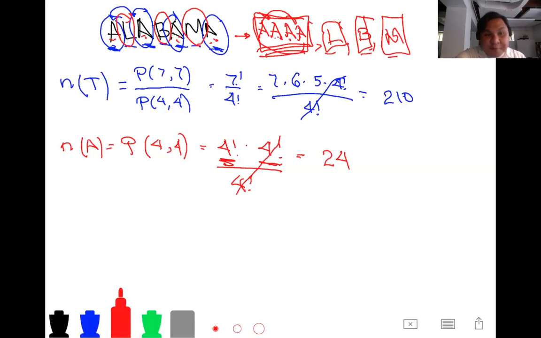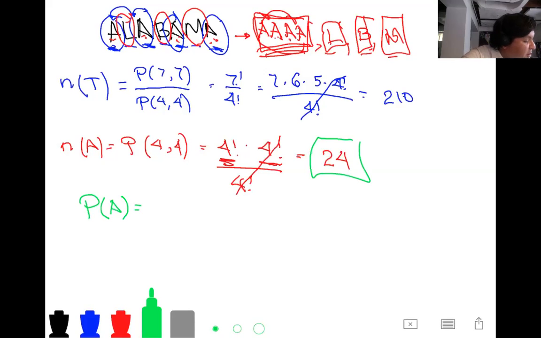Right? So therefore, the probability of A happening, wherein all the letter A's are clustered together, would simply be the number of ways that they happen, which is 24 ways, divided by the total number of ways that this can be arranged without any restrictions. In this case, that is simply 210. All right. So we just simplify this.